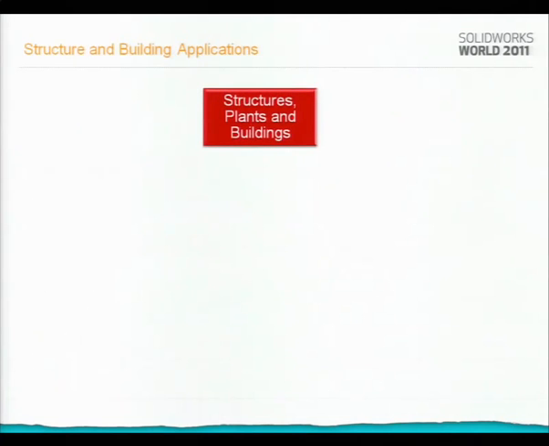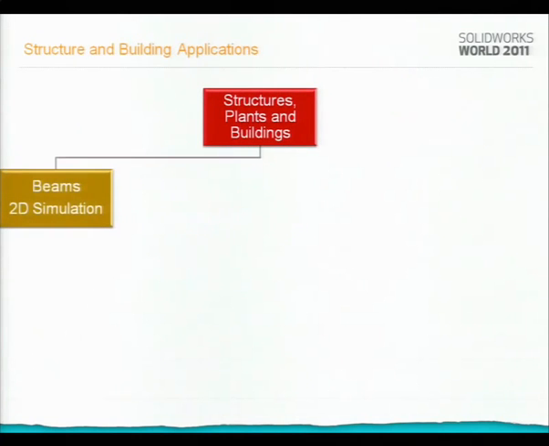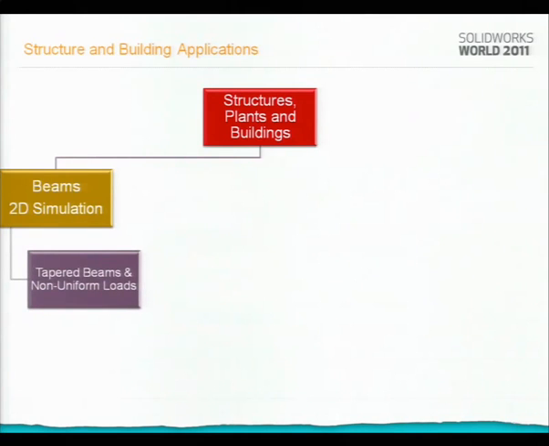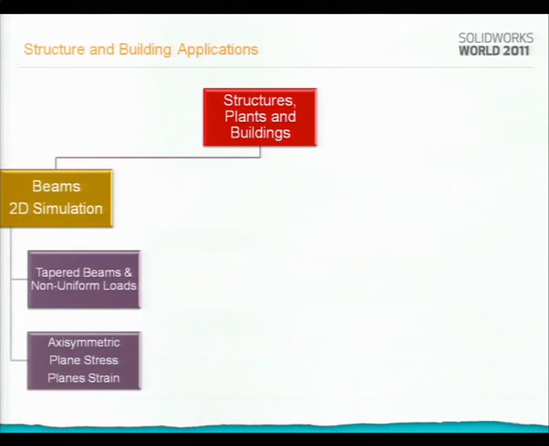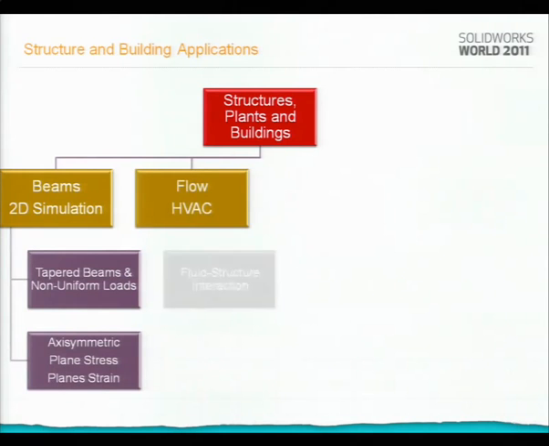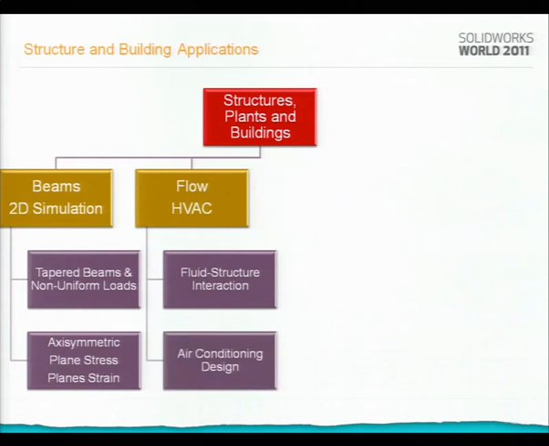Finally, for structural plant and buildings, new capabilities of SolidWorks 2011: beams and 2D simulation. We have taper beams and non-uniform loads, axisymmetric, plane stress and plane strain, Flow and HVAC. I use Flow here, fluid structure interaction. I didn't talk about HVAC. HVAC is a new module in Flow. It's for air conditioning design. It's, of course, for simulation.